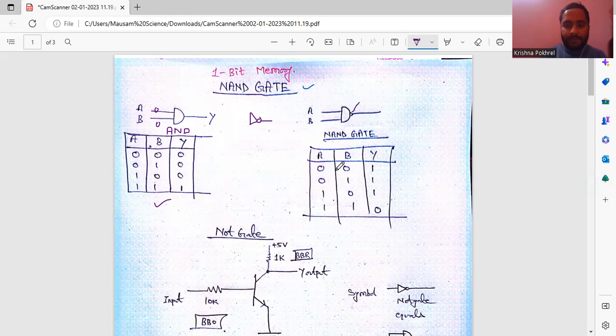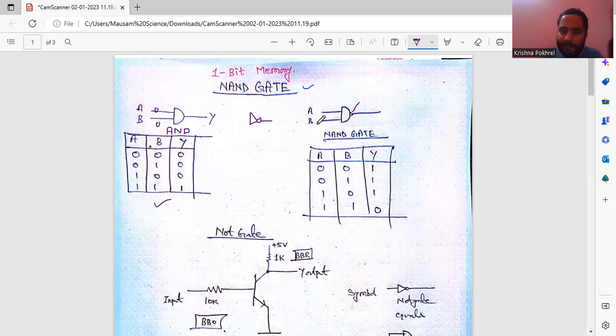Suppose both inputs are 0; then the AND output is 0, but here we'll have 1 because this 0 is changed to 1 with the help of this bubble. So we can remember that if both are 1, then only the value will be 0, otherwise the value will be 1. This NAND gate is a 0 sensitive gate. If any one of the inputs is 0, then the output will be high, otherwise the output will be low. Let us remember it like this.